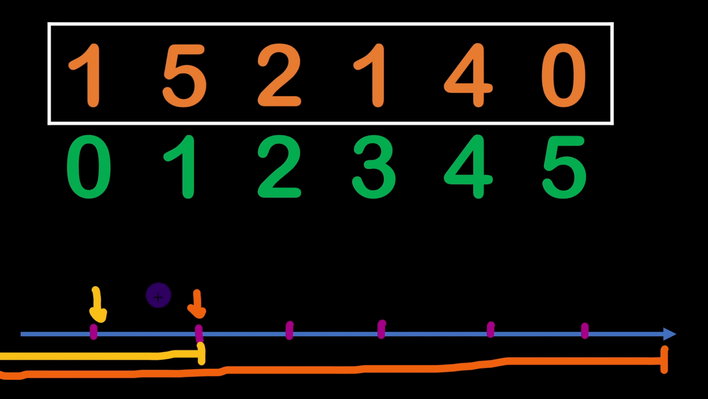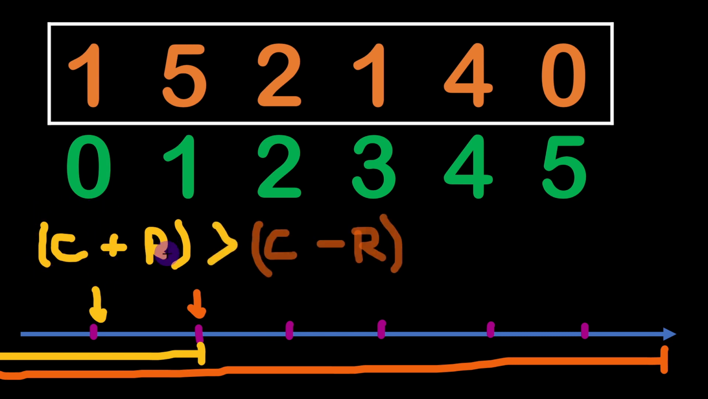So these two disks intersect because the value of the position C plus R of the first disk is greater than the position C minus the radius, the center position minus the radius value, of the second disk. So this is the expression we can use in the brute force approach, and we can increment a counter every time we detect this condition is true.